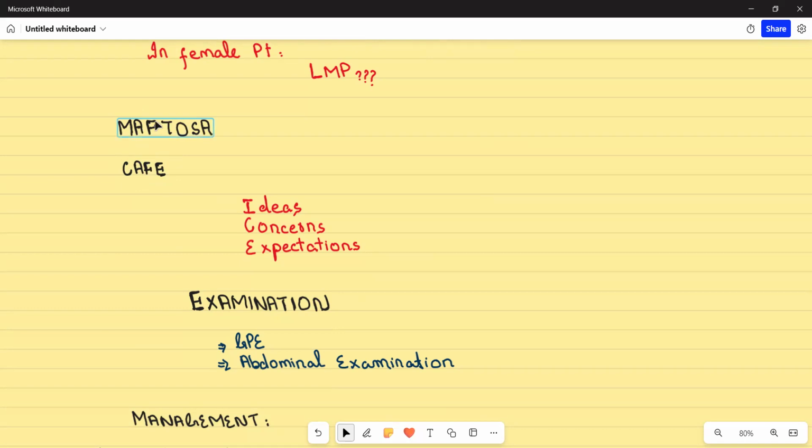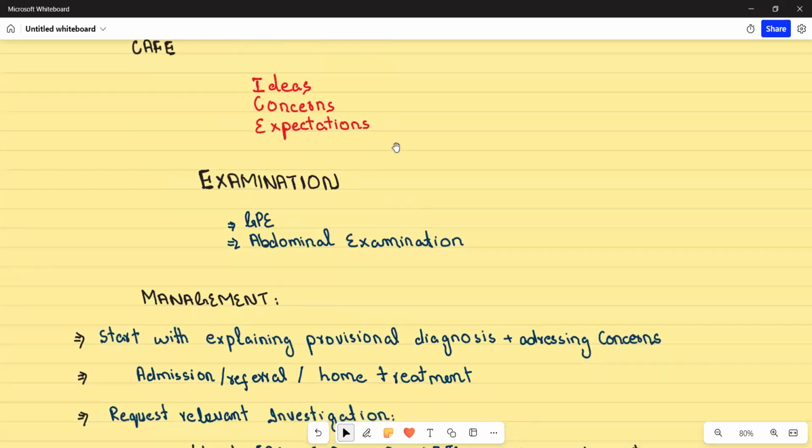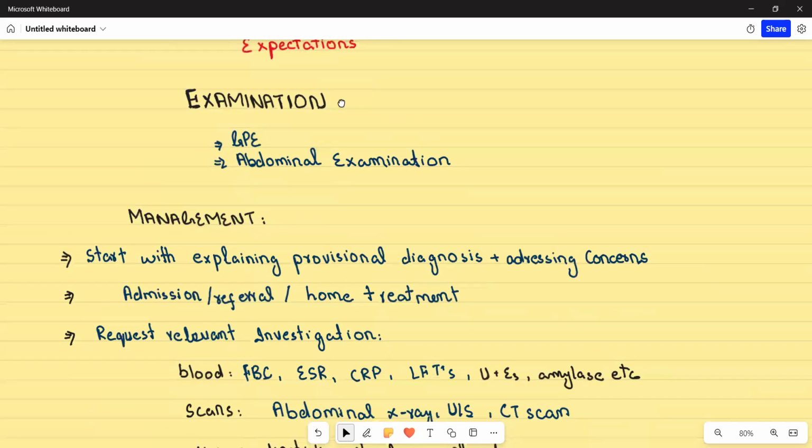Okay, so just to summarize, you will first of all explore the pain by asking SOCRATES, then you are going to ask associated symptoms by exploring gastrointestinal, urinary, reproductive, and rheumatological symptoms, and then ask about systemic features. And this is going to be your history of presenting illness. Then you are going to ask about past history of similar condition, past history of other conditions, then MFDOSA, then CAFE. So this is your history of abdominal pain. Then we are going to ask about ideas, concerns, and expectations. And then we are going to proceed towards examination.